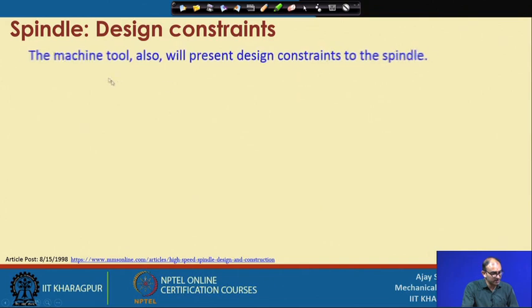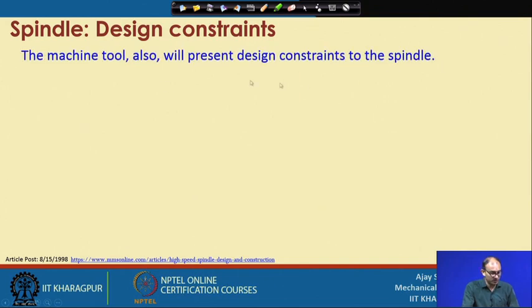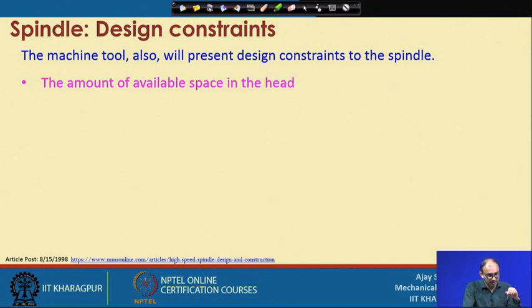What are the design constraints here? The machine tool also presents a design constraint to the spindle, because each and every spindle cannot be fitted to each and every machine tool. First is the amount of available space in the head. When you design a machine tool, suppose you add one spindle, but later you find that the spindle RPM is not enough, so you want to replace it. Whatever space is available, you have to work within that area only. If the size is different and the other fitting arrangements are not available, then it will not fit that particular machine tool.